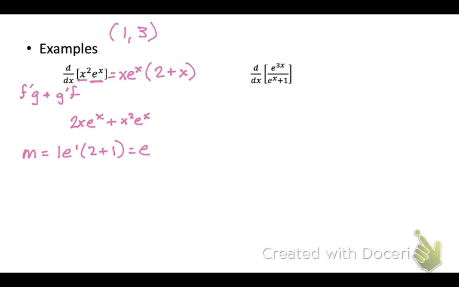It doesn't matter to me. You tell me. Sometimes I do it, sometimes I don't. So you guys tell me what you want me to write. Well, first of all, what's the rule? Isn't it just over g squared? F prime g minus g prime f, over g squared. Yes.